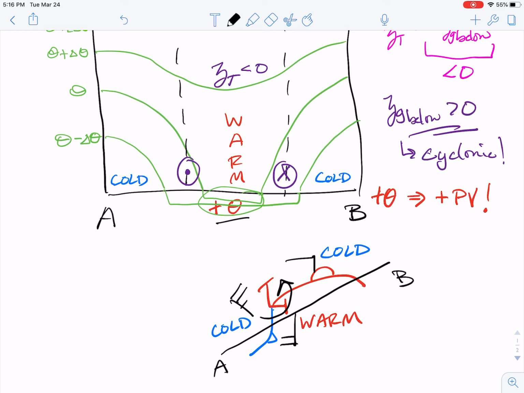So one remaining piece is, how is this then related to upper level positive PV anomalies? That will be the subject of a future video.